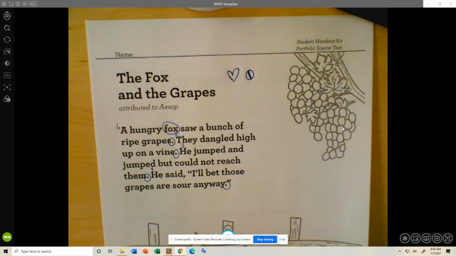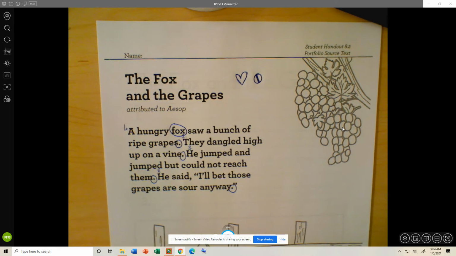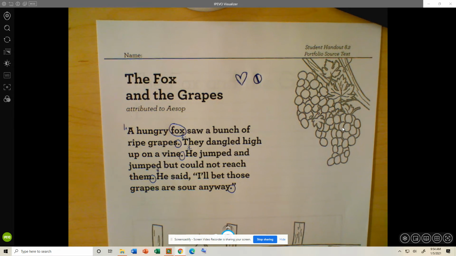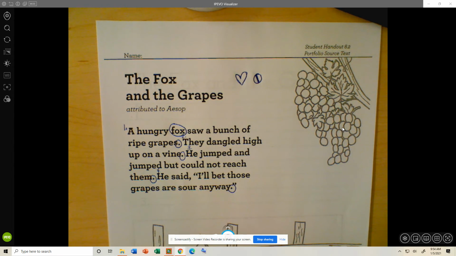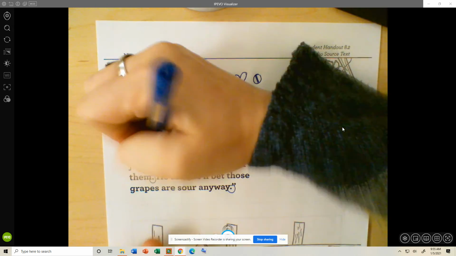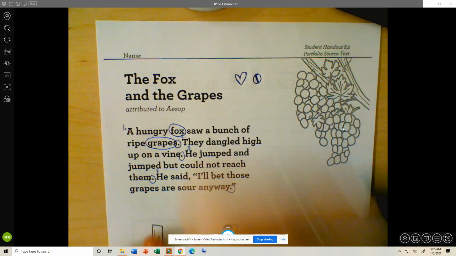Okay, fox. Now, what else is important? It is important that he's hungry, but we're just trying to get the main parts of the sentence so that we can remember the sentence. So maybe what's the verb, right? We know what a verb is. Or what maybe did he see? Andrew, what's another important word you think? The grapes. The grapes are important because that's what he saw.